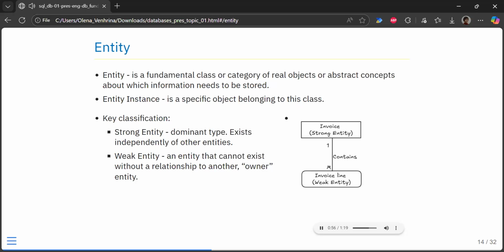Invoice is a strong entity. It exists on its own, has a number, date, client. But what is an invoice line? It is a record like product A, 2 pieces, 50 hryvnias. Does this record make any sense without the invoice to which it belongs? Absolutely not. It cannot exist independently. Its existence depends entirely on the owner. This is a weak entity.